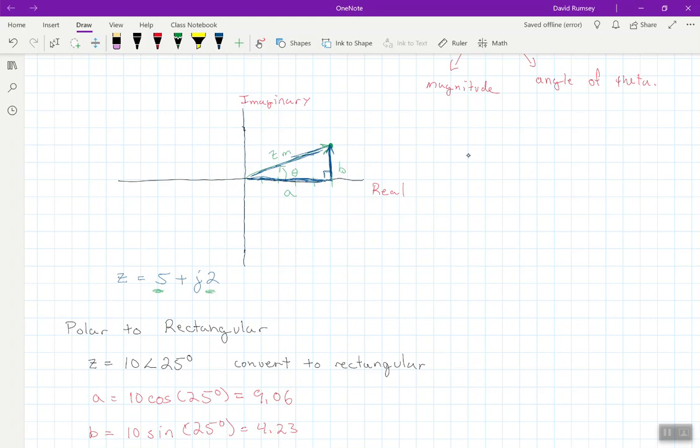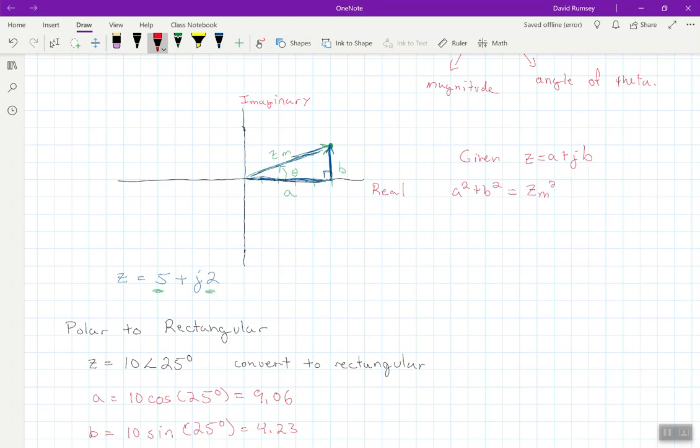And so what we're given here is that z is equal to a plus jb, and we want to find both z sub m and theta. Well, we can just use Pythagorean's theorem here and get that a squared plus b squared is equal to z sub m squared.